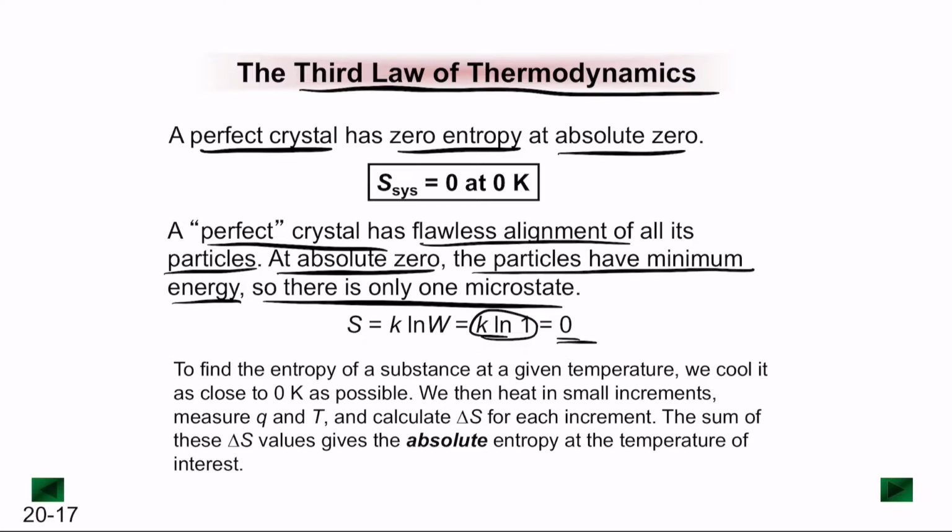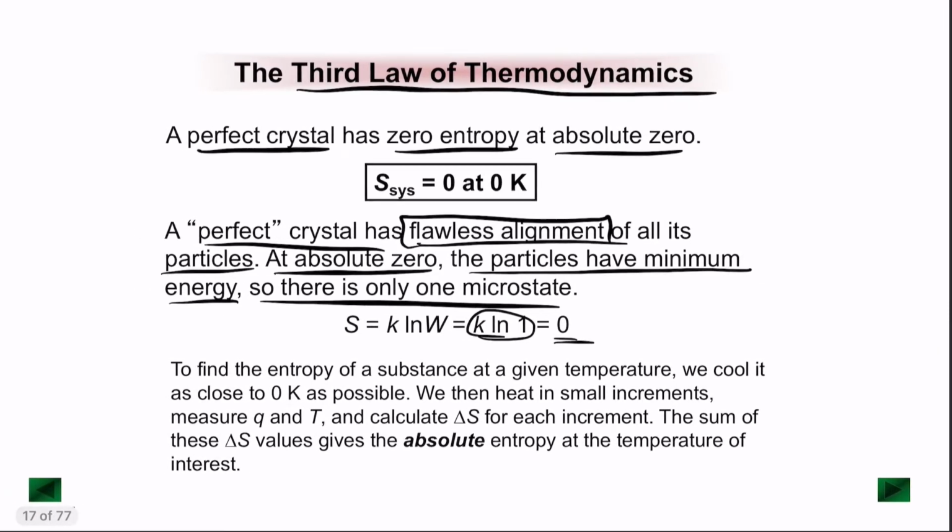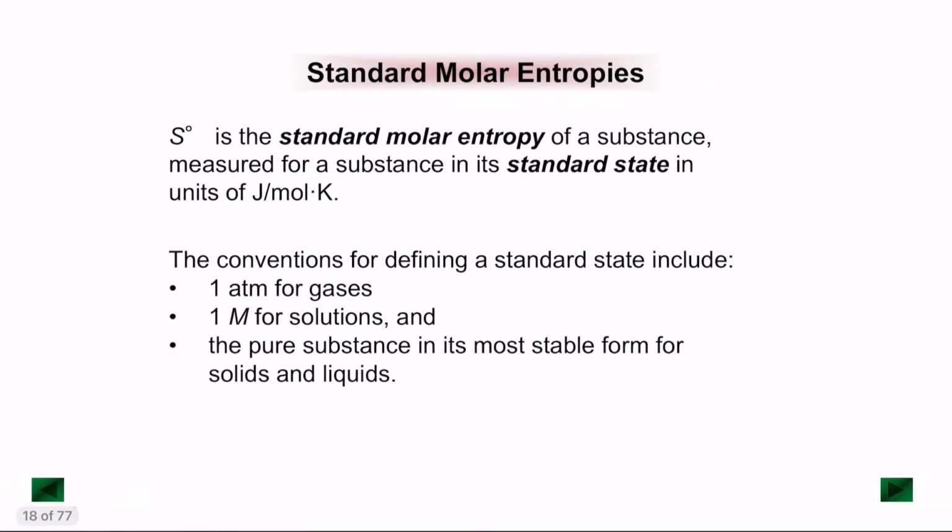Now, this generally is not possible in nature because you cannot have flawless alignment of particles. There will always be some irregularity. That's why achieving 0 Kelvin is not possible, which means that achieving 0 entropy is also not possible.